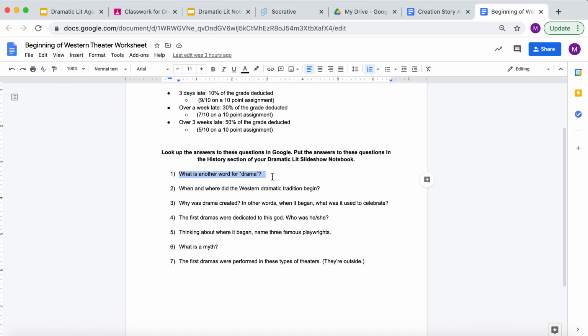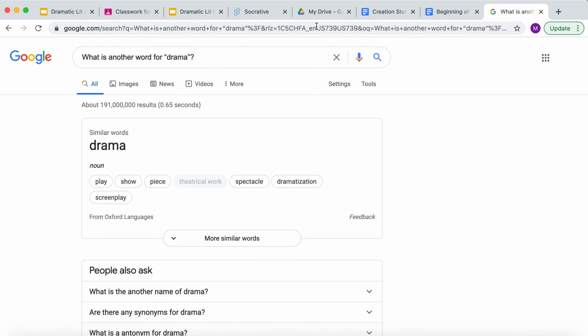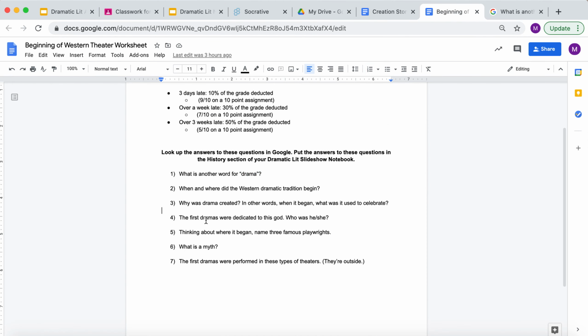So the way that you would find the answer to this is that you would go to Google, put in the question, search it, what is another word for drama, and then there's similar words here. So you would maybe say play. So then in your notebook, you would say another word for drama is play. And that would be number 1. So then you're going to do that for all of these questions here for homework tomorrow.